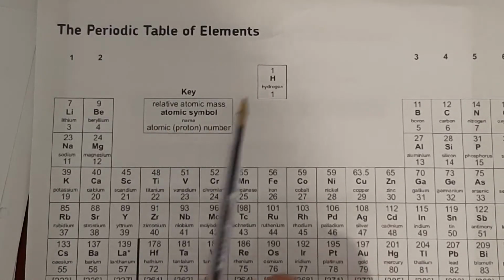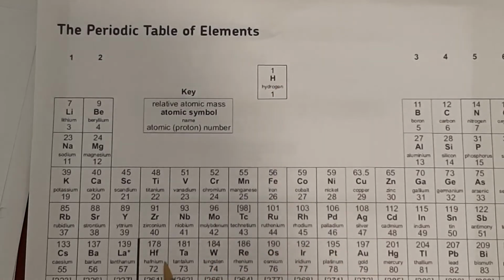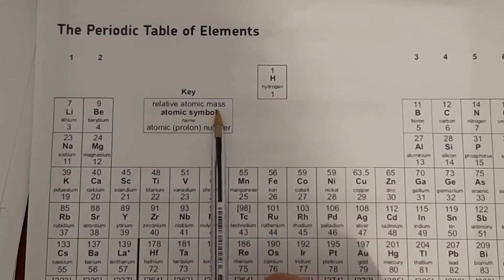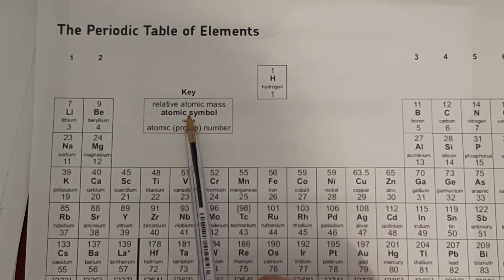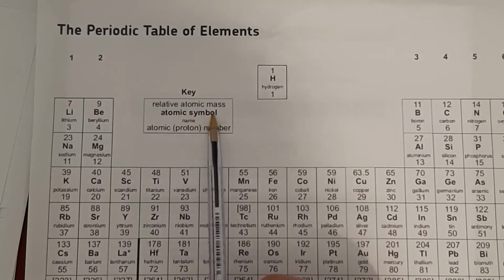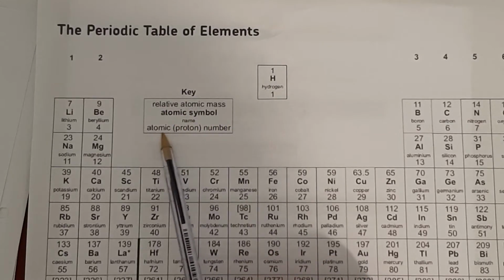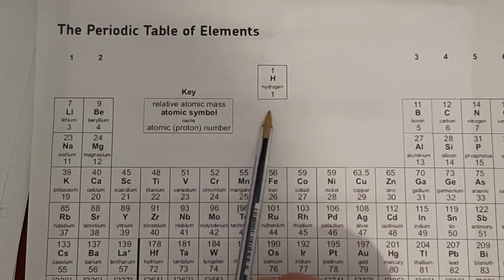It should have the atomic symbol, such as H for hydrogen, the relative atomic mass, sometimes at the top, sometimes at the bottom. In this one, relative atomic mass is at the top. I recommend getting the same as me so you don't get confused. So your relative atomic mass should be at the top. And the atomic number, the proton number, should be at the bottom.